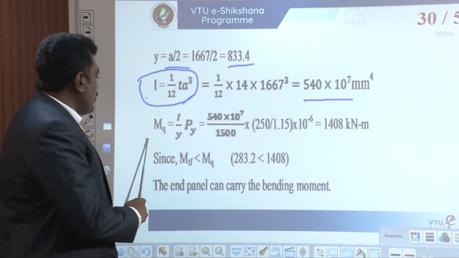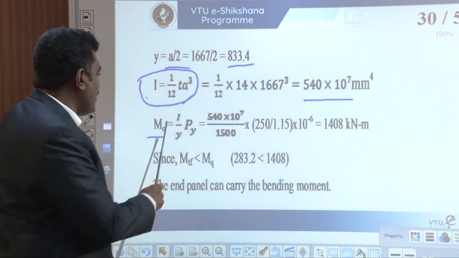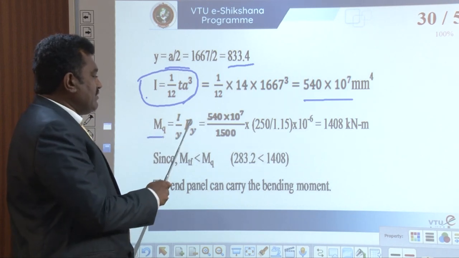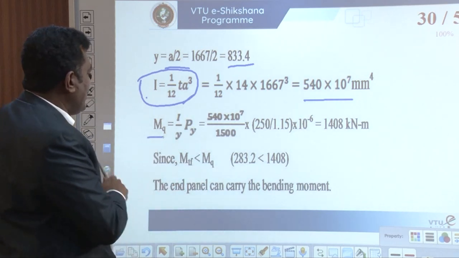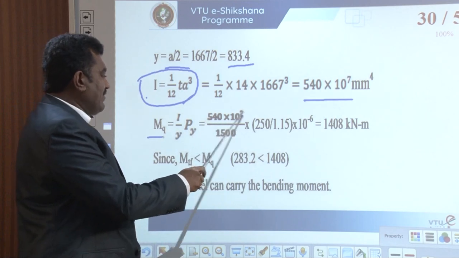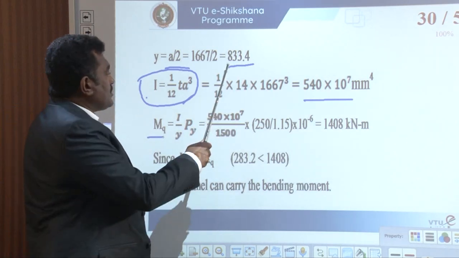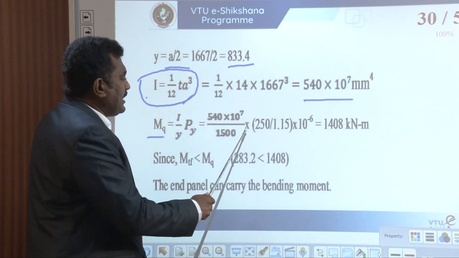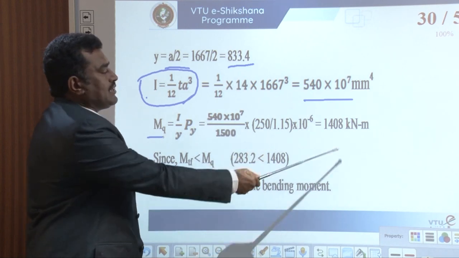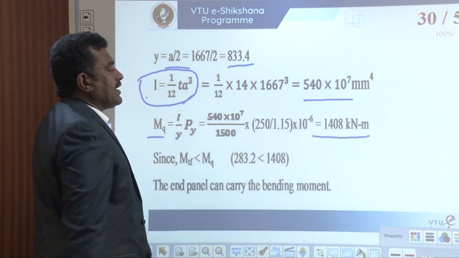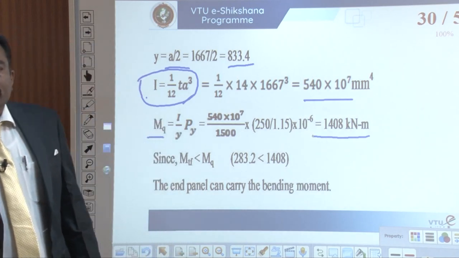Then MQ we calculate normally, the same as the bending stress equation, sigma by y is equal to M by I. Here we substitute the stress by py, the same as in the remaining bending stress calculations. This 540 into 10 raised to 7 is the I value we obtained. Then y is equal to 1500, into 250 divided by 1.1, that is the py value, into 10 raised to minus 6, which gives 1408 kilonewton meter. A moment of 1408 kilonewton meter will be coming.